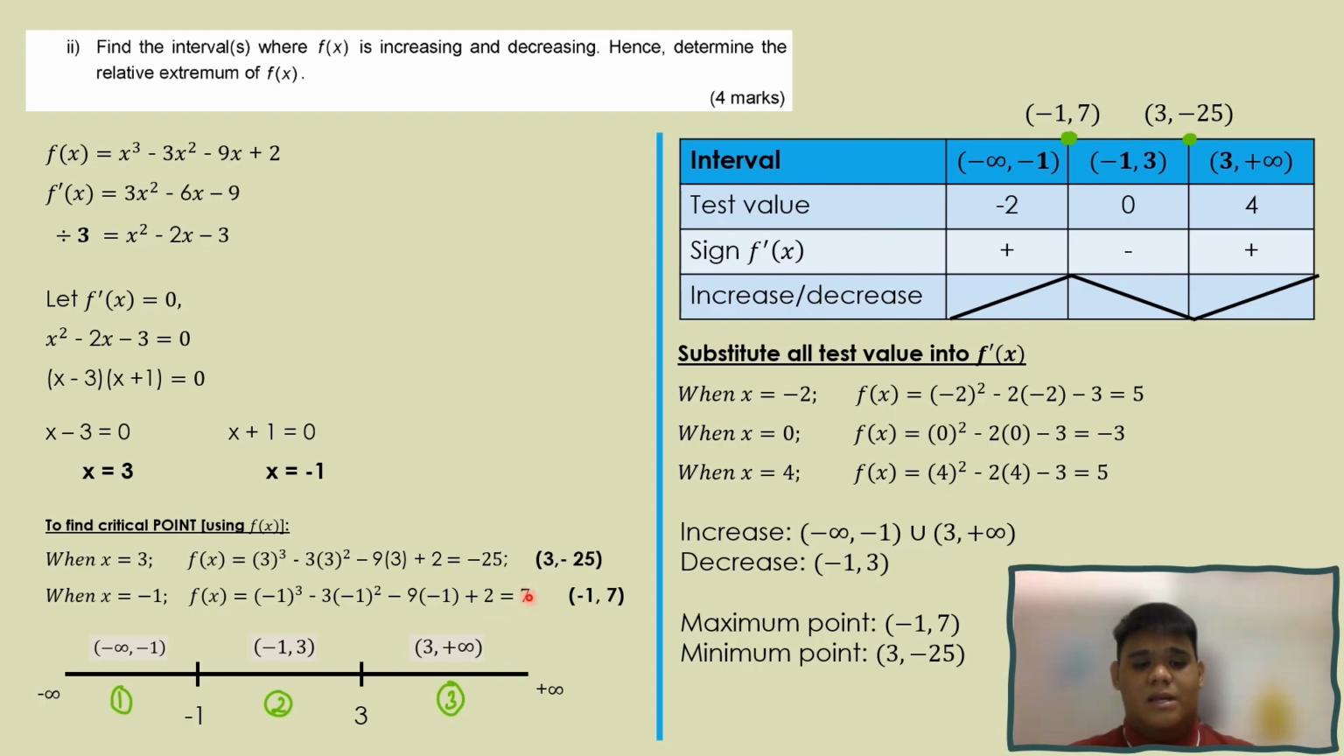For these points, we can determine the maximum point and minimum point. And then we need to draw a number line by labeling the x points, which are negative 1 and 3.